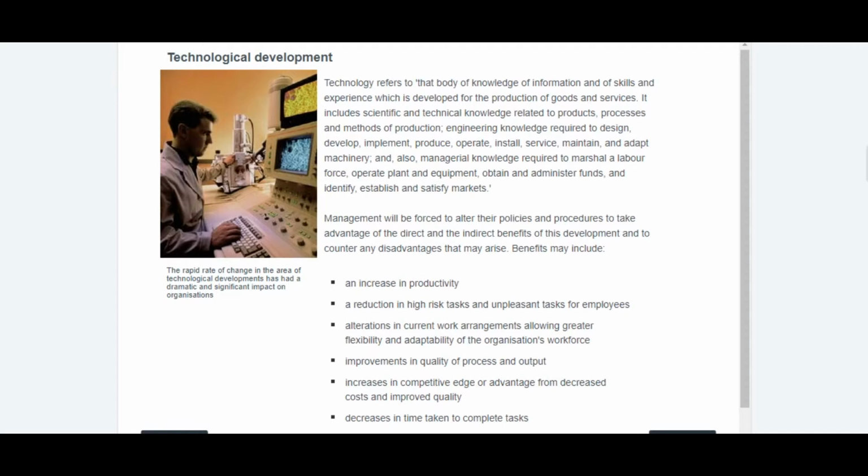Benefits may include an increase in productivity, a reduction in high-risk tasks and unpleasant tasks for employees, alteration in the current work arrangement allowing greater flexibility and adaptability of the organization's workforce, improvement in quality of process output, increase in competitive edge or advantage from a decrease of cost and improved quality, and decrease in time taken to complete tasks.